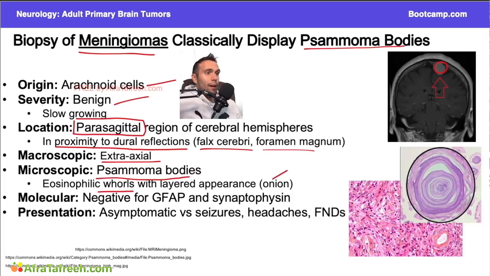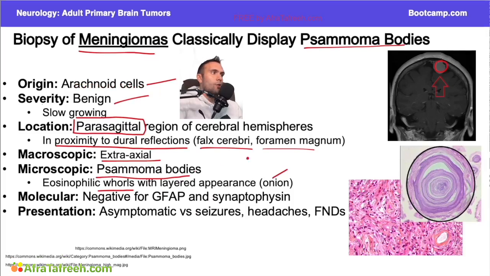Now, the thing about psammoma bodies is they're actually in a lot of different tumors. So it's particularly high yield to know which other tumors have the psammoma bodies in them. Okay, and we're not going to go through them all here, but a big one to remember is going to be your papillary thyroid carcinoma. Okay, this is a very high yield one to remember that's associated with the psammoma bodies. Okay, and you can also see this with papillary serous carcinoma of the ovary or endometrium, mesothelioma. But the two big ones, if I had to remember two for psammoma bodies, I would remember papillary thyroid cancer and meningiomas. Now again, meningiomas are negative for GFAP and synaptophysin.